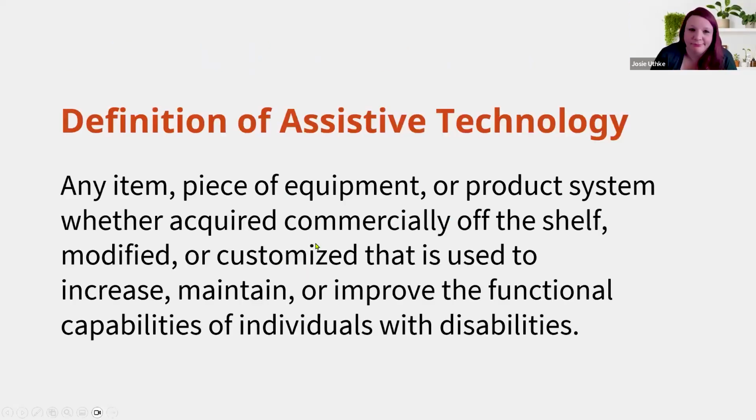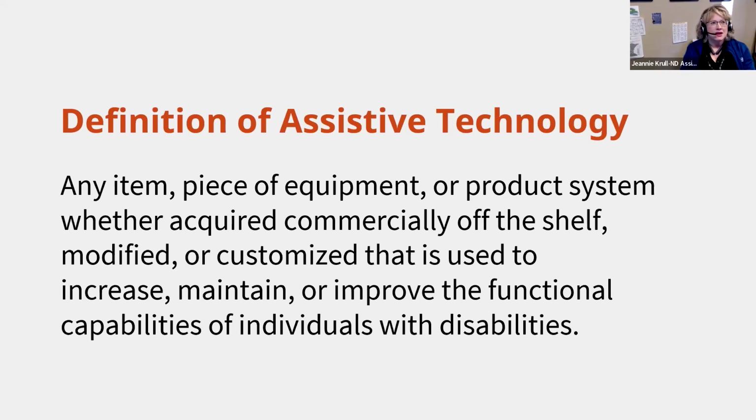Right. Well, now it's my favorite part, the definition of assistive technology. Really, assistive technology, or AT as a lot of us in the game call it, is really any item, any piece of equipment or product system, whether it's purchased at the store, where anybody can go, or created specially for someone with a disability, and customized to increase, maintain, or improve functional capabilities of individuals with disabilities.